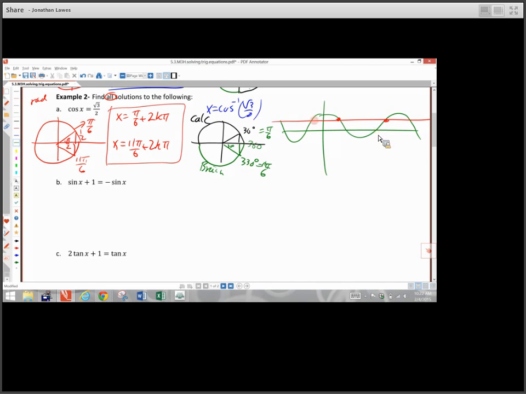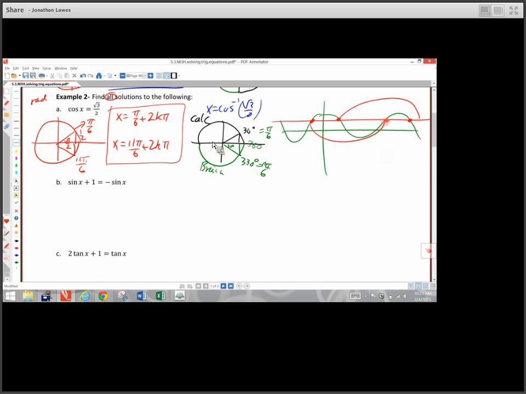And it's kind of cool that you can see, hey, you know what? How far is it from here to here? 2 pi. How far is it from here to here? 2 pi. You can see how often they repeat. Okay, any questions? Okay, because those are easy. It gets a little bit more difficult. Sure there are no questions?